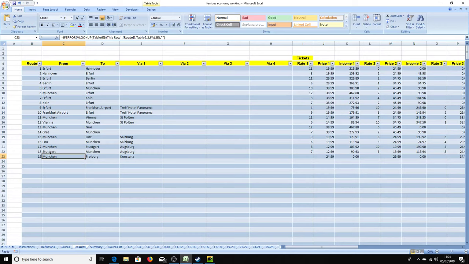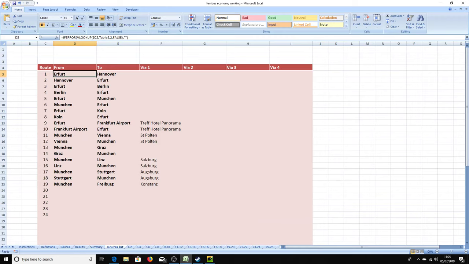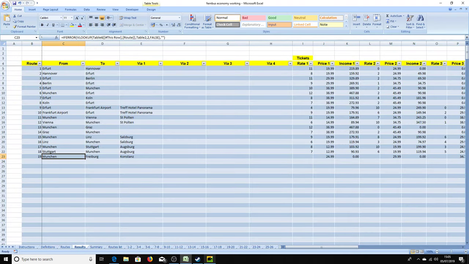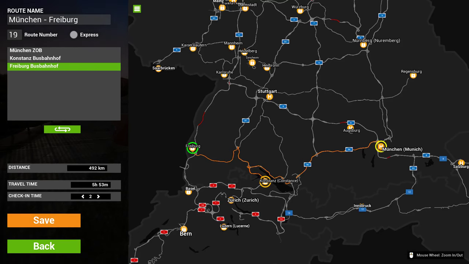So I've got Fernbus now set on system date rather than always pulling in the same date. So it's set on system date, which today is 5th of July, which is Friday. Okay, München to Freiburg via Konstanz, that's fine. Every day except Thursday, that'll do. We should be alright to go. Okay, save that.